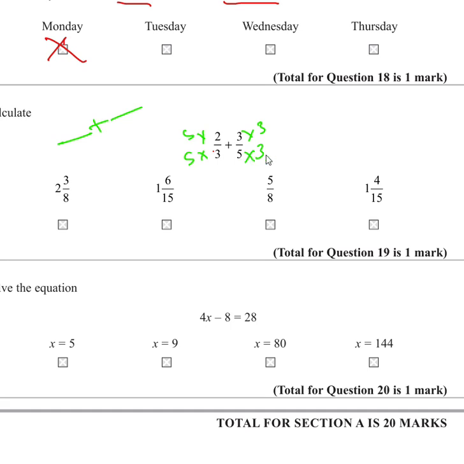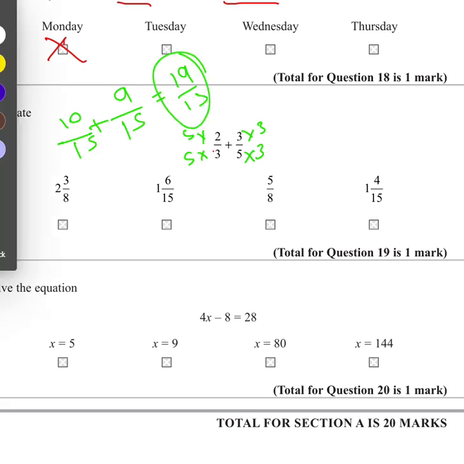So 5 times 3 is the same thing as 3 times 5. So this is gonna be 15, 15. 5 times 2, that's 10. And 3 times 3 is 9. Now 10 plus 9 is 19, and then down here we have 15. Now if you want to think about it right here, you want to say 19 over 15. So 19 over 15, that's a fraction.